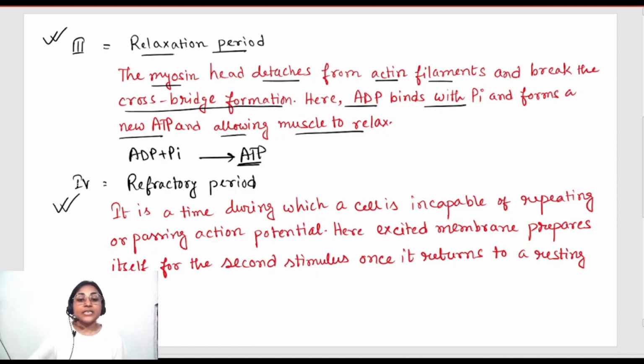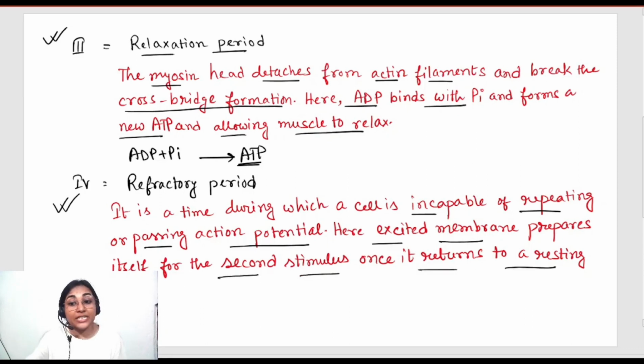Fourth is the refractory period. It is a time during which a cell is incapable of repeating or passing an action potential. You can say it's a resting period to prepare for the next contraction or the next cycle. Here the excited membrane prepares itself for the second stimulus once it returns to a resting state. So it's a preparatory phase also.